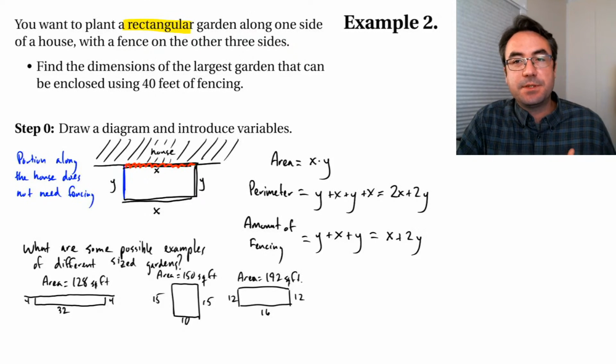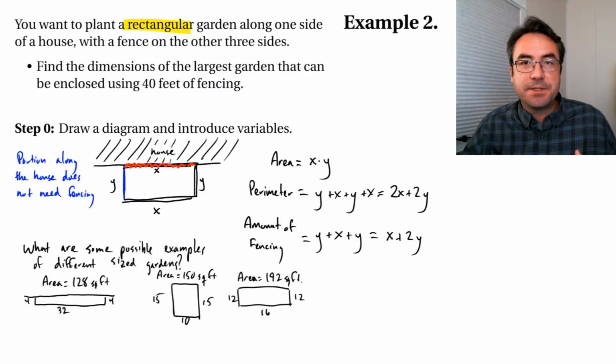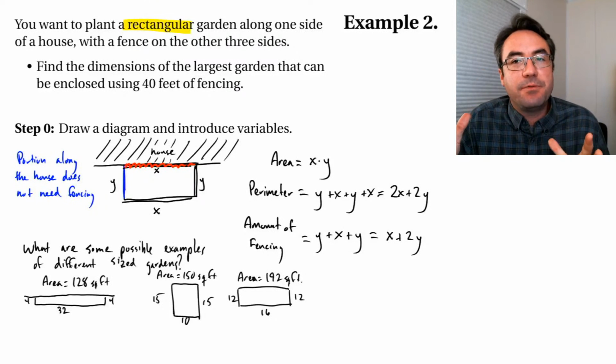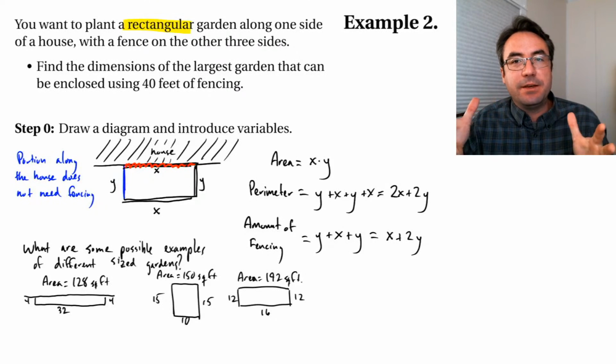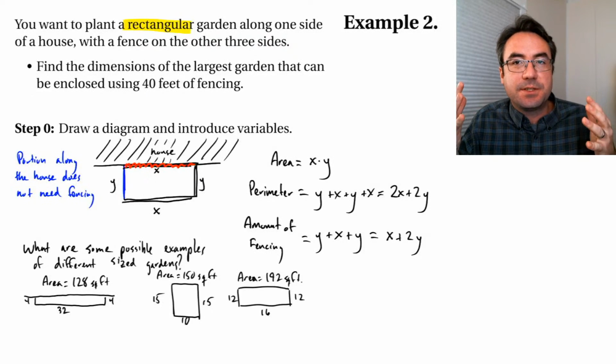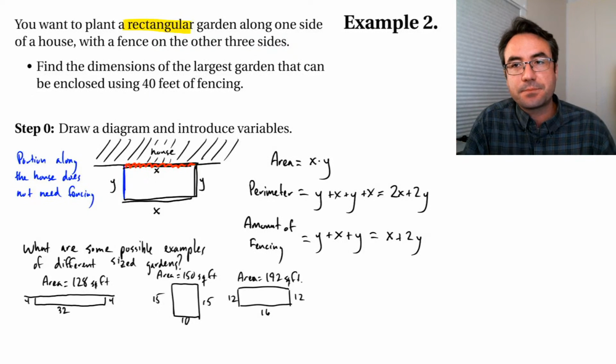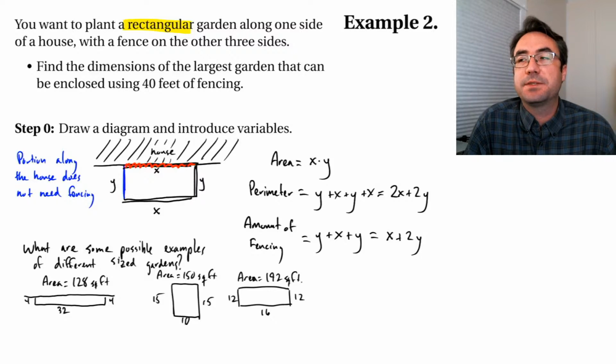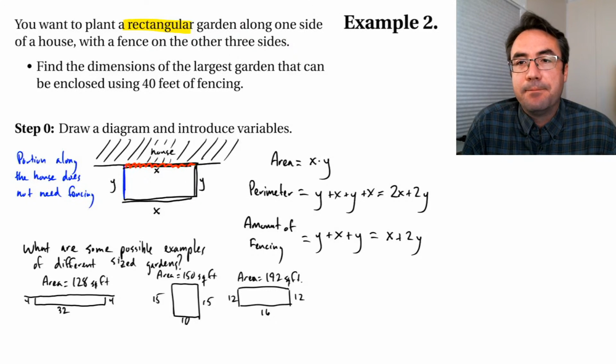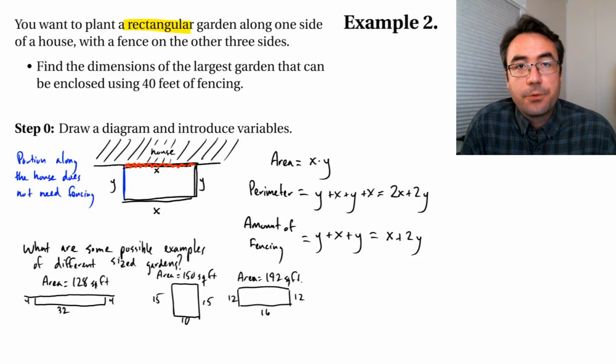So it seems conceivable that there is some kind of optimal configuration that would give us the largest sized garden. And that's what we're going to figure out in the rest of this problem. We'll go through the actual calculation and figure out what's the value for x, what's the value for y.